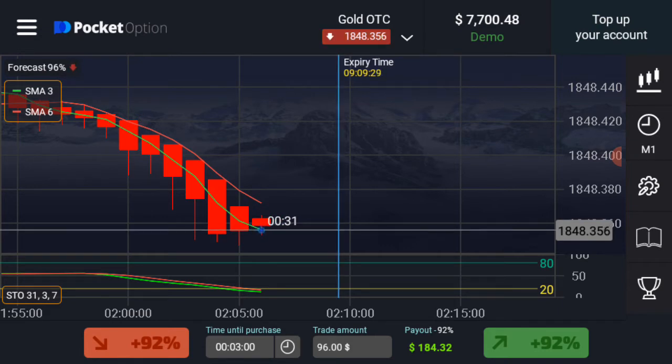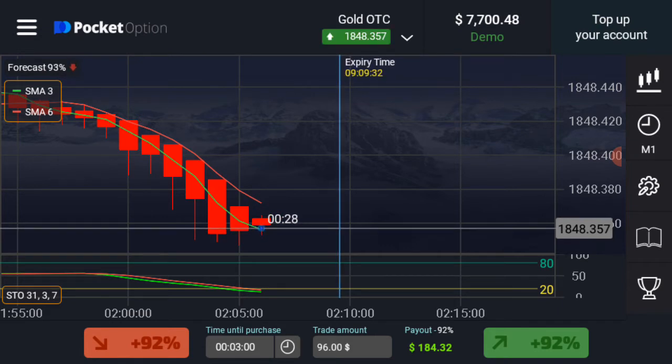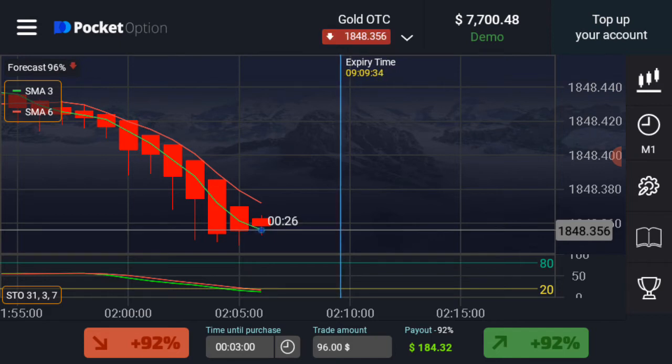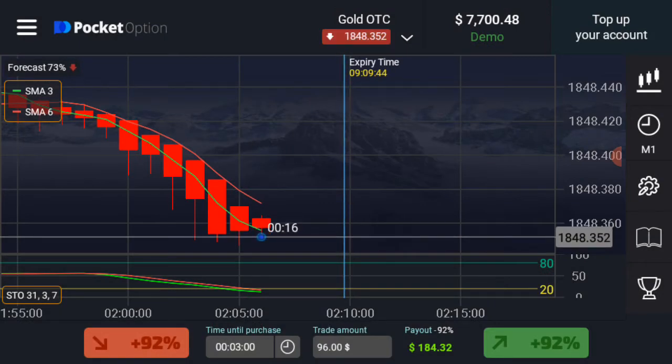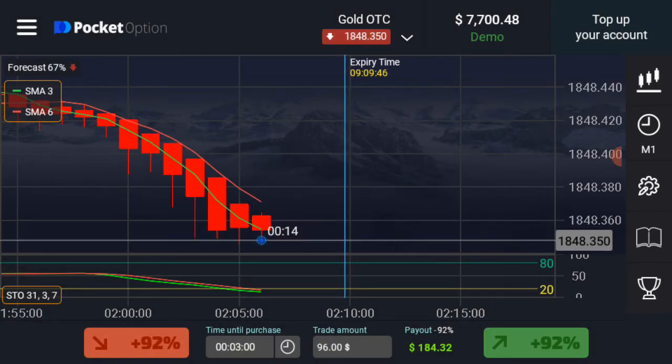And I'm going to be running up. I'm going to be putting $700 on the line to make $1,400. All right, I'm at $7,700. I'm up $4,700 as a total profit, meaning I started with a $3,000 demo account, and we see everything happened for a reason.